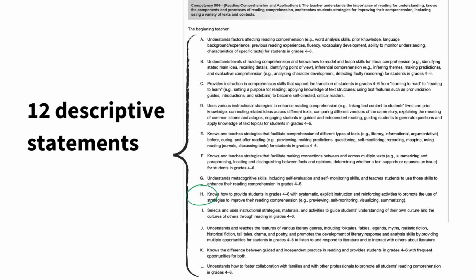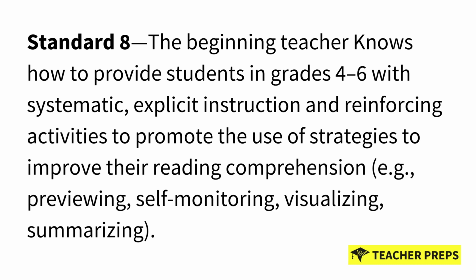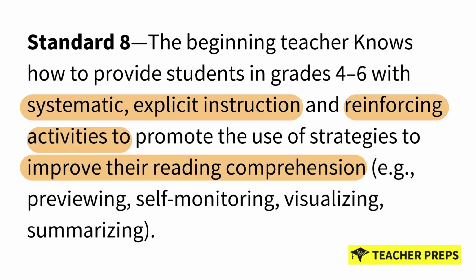Right on to our next descriptive statement from competency number 4. This reads, the beginning teacher knows how to provide students in grades 4 through 6 with systematic explicit instruction and reinforcing activities to promote the use of strategies to improve their reading comprehension, such as previewing, self-monitoring, visualizing, and summarizing. Now, keywords in this statement include systematic, explicit instruction to improve students' reading comprehension.